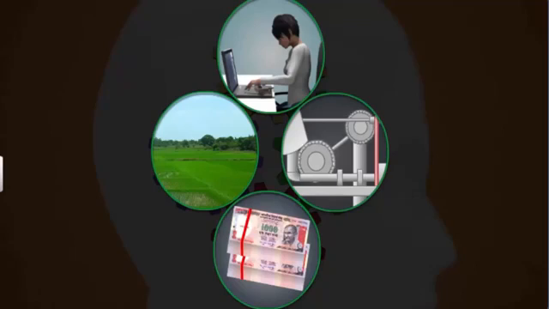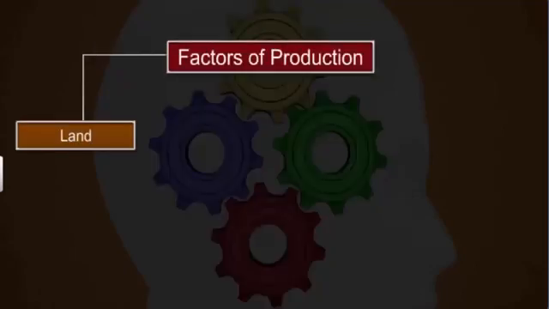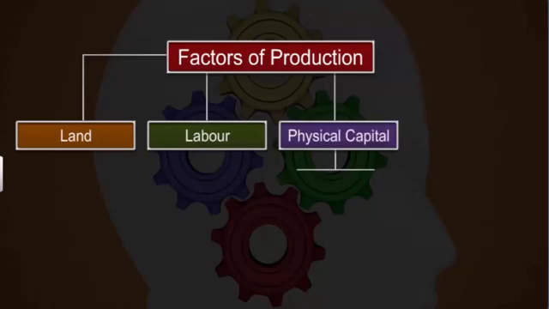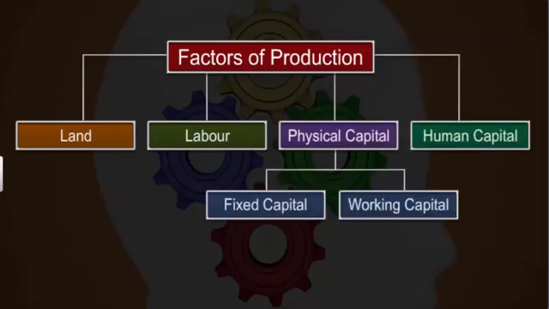Thus, land, labor, physical capital, and human capital are the four requirements or factors of a production activity.